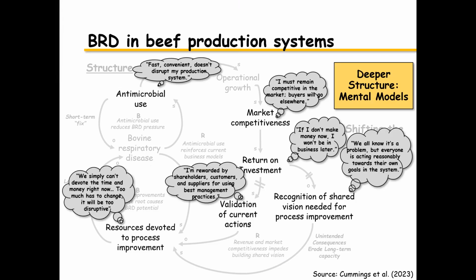We simply can't devote the time and the energy and the money right now. It's too much that has to change. It'll be too disruptive. So we don't want to slow things down. We don't want to put a wrench in the gears. We don't want to really critically evaluate what we might do there when all this other stuff takes priority. It takes the precedence there.